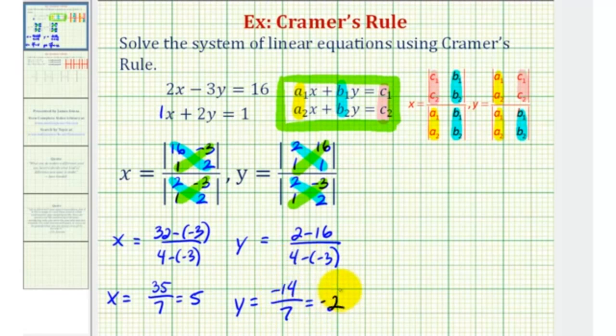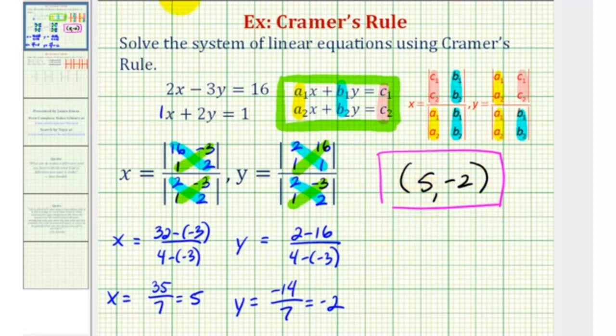So we can see our system has one solution, where the x value is positive 5 and the y value is negative 2. And because our system has one solution, we can say the system of equations is consistent and independent.